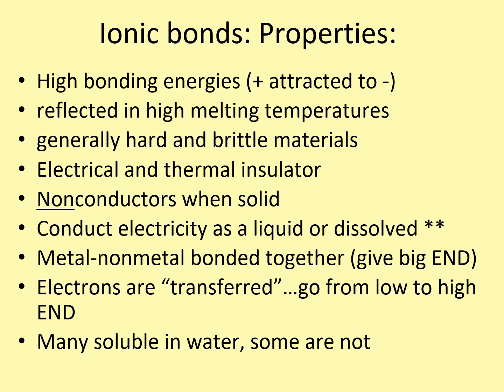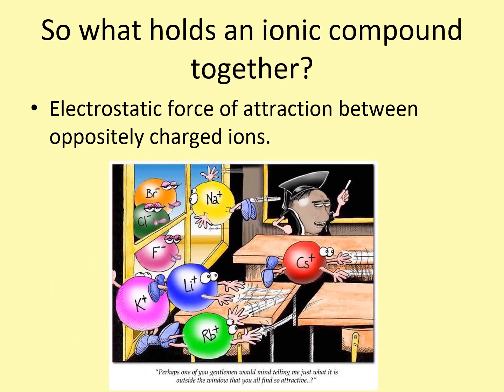They conduct electricity when they are melted or dissolved because the ions can move, and when charges can move, electricity can flow. So the metal and the non-metal bonded together gives a big electronegativity difference. The electrons go from low electronegativity to higher electronegativity. And now some of the ionic compounds are soluble in water, some are not. Okay, so what holds an ionic compound together? The force of attraction between oppositely charged ions will hold ionic compounds together.